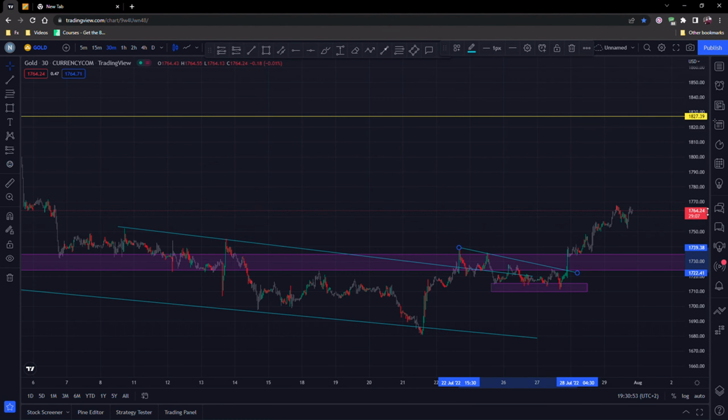Or you could have moved your stop loss to this area once it reached, and you would have been taken out in profits. But yeah, that's going to be it for gold.